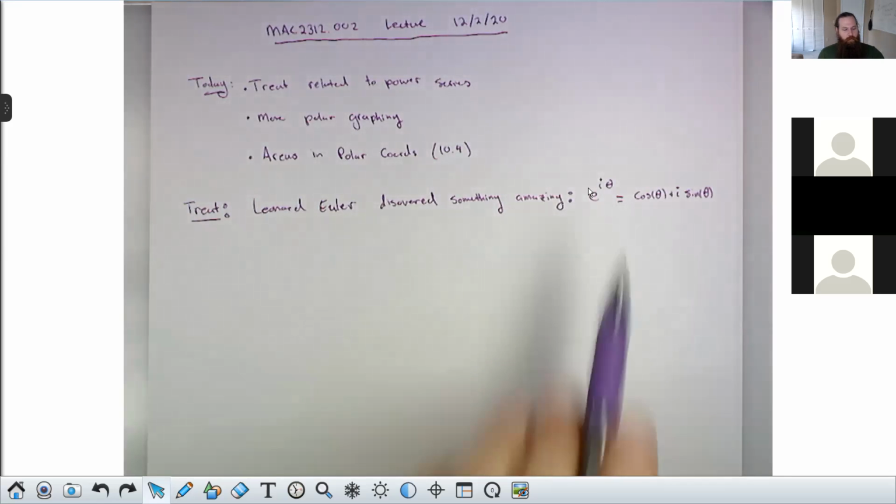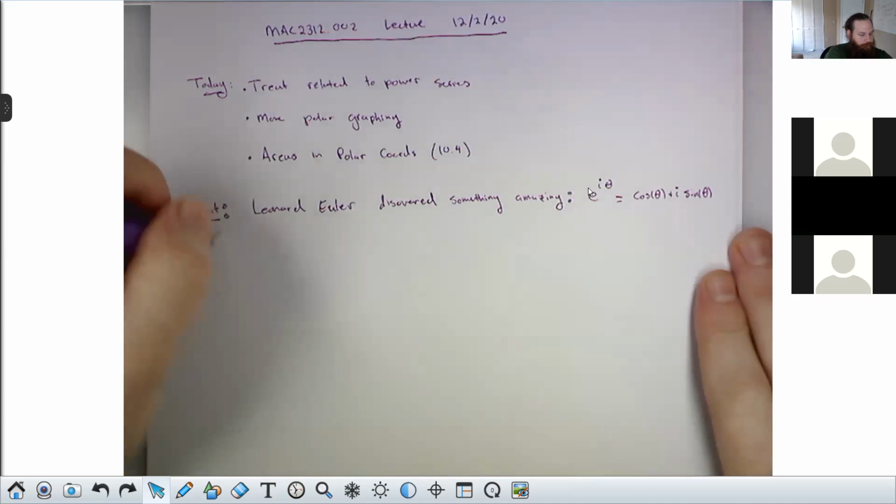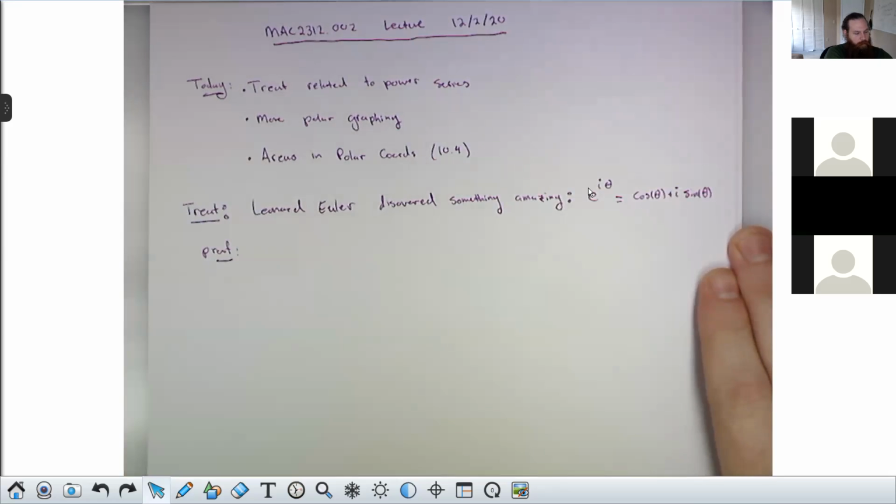So I'm going to prove this for you. I'm going to prove to you that e to the i theta is cosine theta plus i sine theta. And then we're going to look at some really shocking consequences. We need to begin with 3 power series.